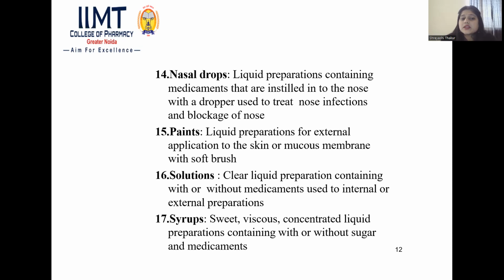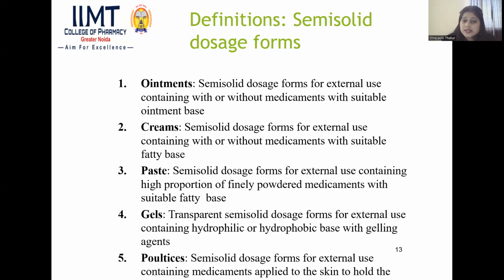Then the next one is paints. What are paints? Paints are liquid preparations for external application to the skin or mucous membrane with a soft brush. Then the next one is solution. Solutions are clear liquid preparations which contain, with or without medicament, and are used for internal or external use. The next one is syrup. What is syrup? Syrup is a sweet, viscous, concentrated liquid preparation containing, with or without sugar, medicaments. Then come to my next slide.